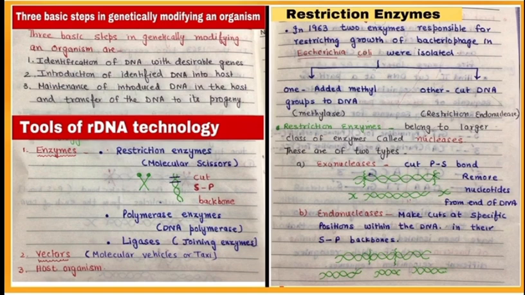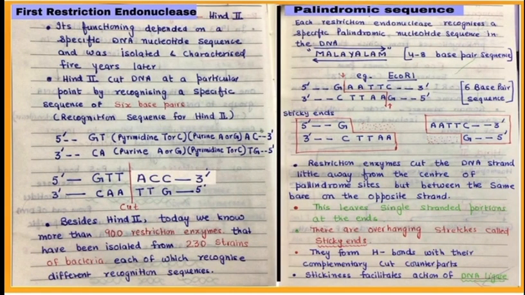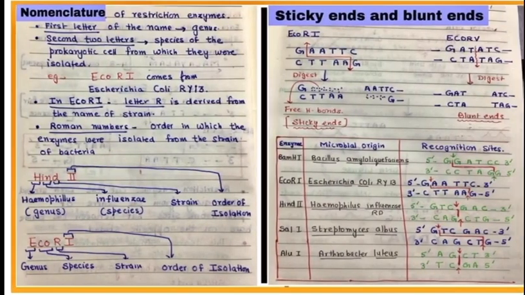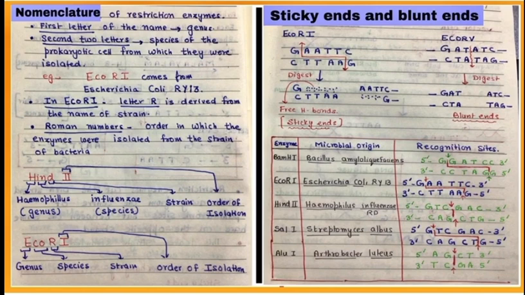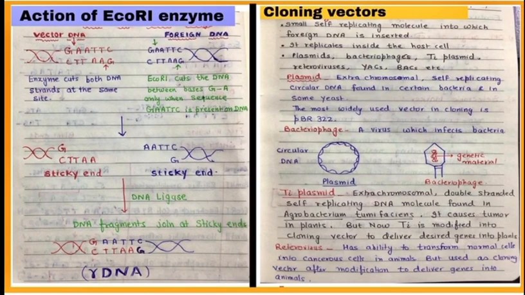Start with restriction enzymes. Then first restriction endonuclease. What is palindromic sequence? Nomenclature of restriction enzymes. What are sticky ends and blunt ends formed by the action of restriction enzymes on DNA? Specifically check the action of EcoR1 enzyme.